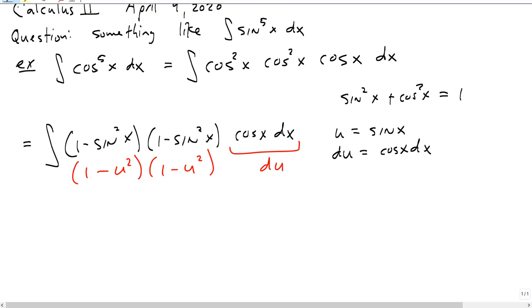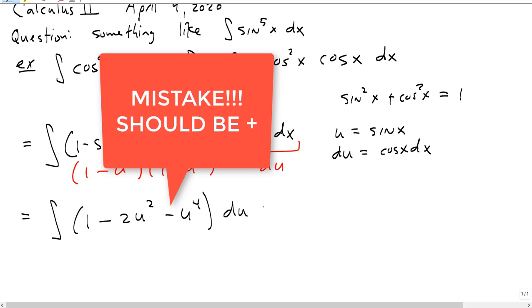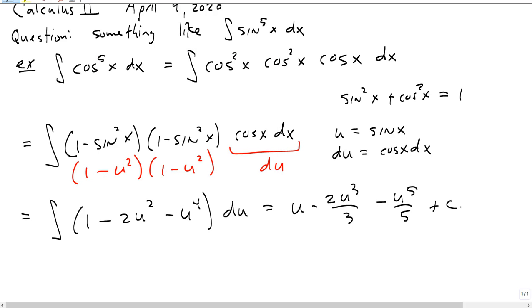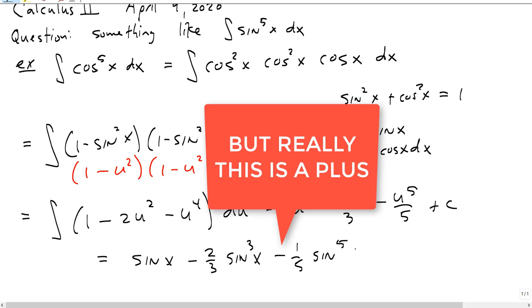Now, I know what you're thinking. This is why we had to do all that other stuff about basic integration techniques. This is the good old-fashioned multiply it out, and we FOIL this. We multiply this out. We get 1 minus 2u squared minus u to the fourth du, and that becomes u minus 2u cubed over 3 minus u to the fifth over 5 plus a constant. And so our final answer is just going to be sine of x minus 2/3 sine cubed of x minus 1/5 sine to the fifth of x plus c.